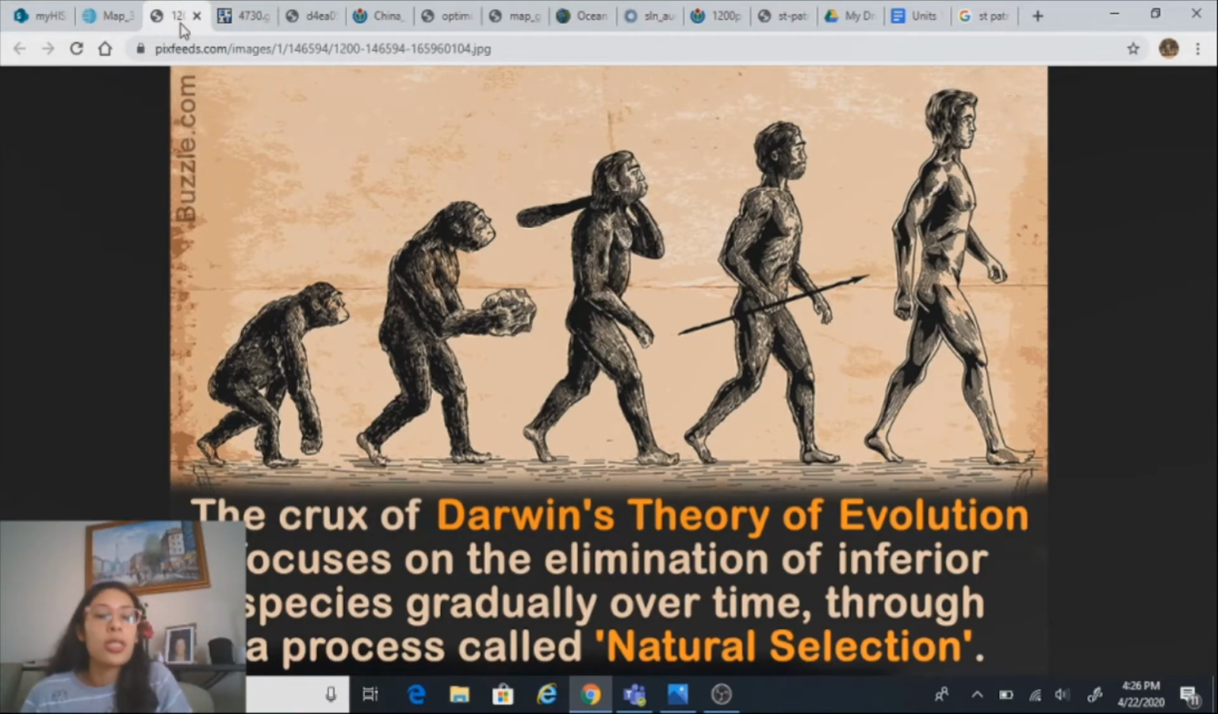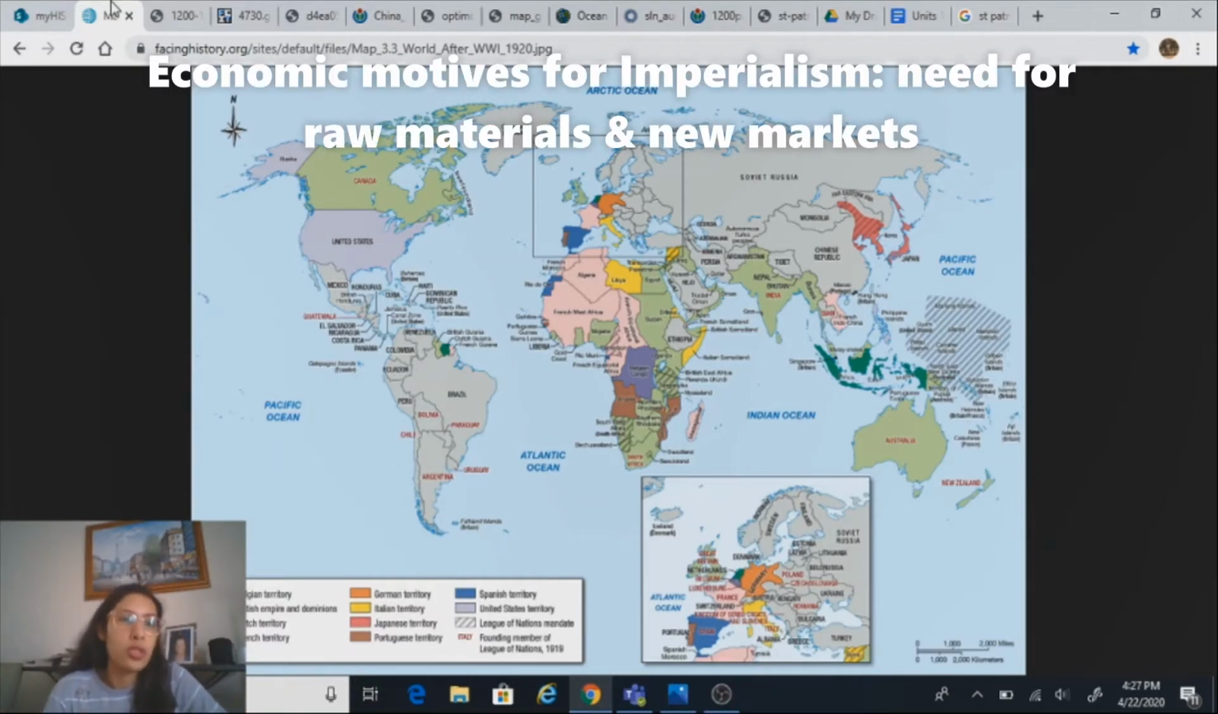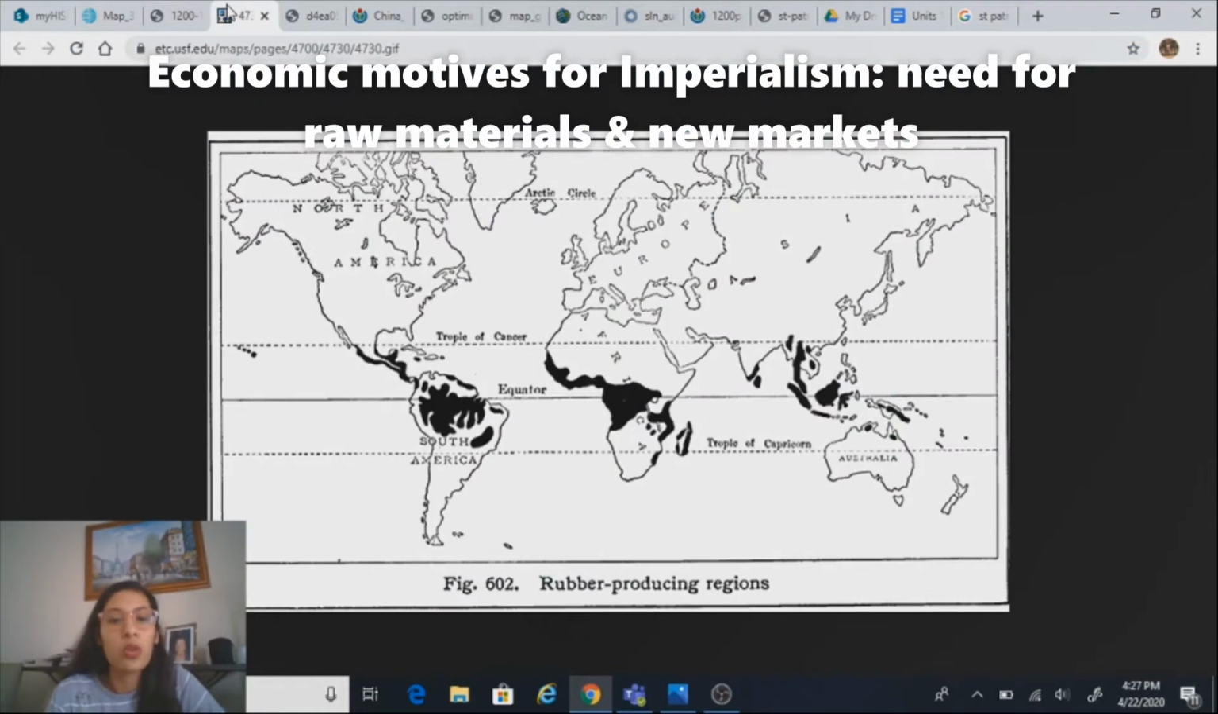We're also going to see some economic motives for imperialism. So we have all of these countries in Unit 5, they went through the Industrial Revolution, and now they can make stuff faster, quicker, cheaper, but they need raw materials to make those things. One of the raw materials is rubber, and rubber is only grown in these areas. Remember, it was only grown in Brazil until the seeds got smuggled out, blah, blah, blah.